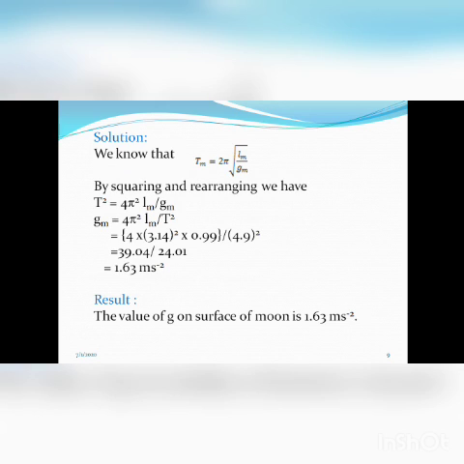Okay, solution. We know that time period is equal to 2 pi under root L over G. Here, by squaring on both sides and rearranging, we have T square is equal to 4 pi square Lm over Gm. M represents here the length and gravity on Moon. So, Gm will be equal to 4 pi square Lm over T square. By putting the values, we have the value of Gm. The gravity on Moon is 1.63 meter per second square.